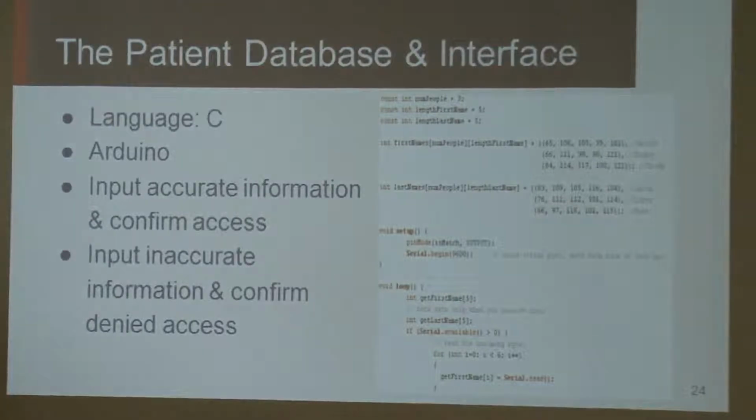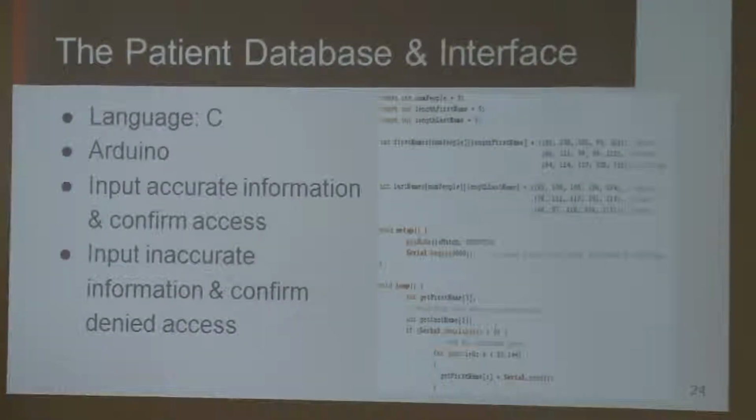Then we have our database, which we used Arduino to code. We just want to make sure that if you put in the patient's name and the patient is in your database, you get a yes. If the patient's not in your database or you spell the patient's name incorrectly, it's not going to let you send any information.